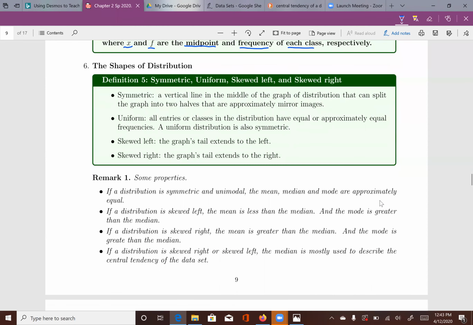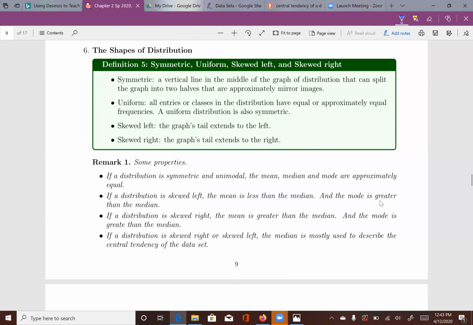All right, and now we can talk about the very last part of this section: we can discuss the shapes of distributions. There are 4 different shapes that we'll be discussing in this class. The first shape is symmetric.